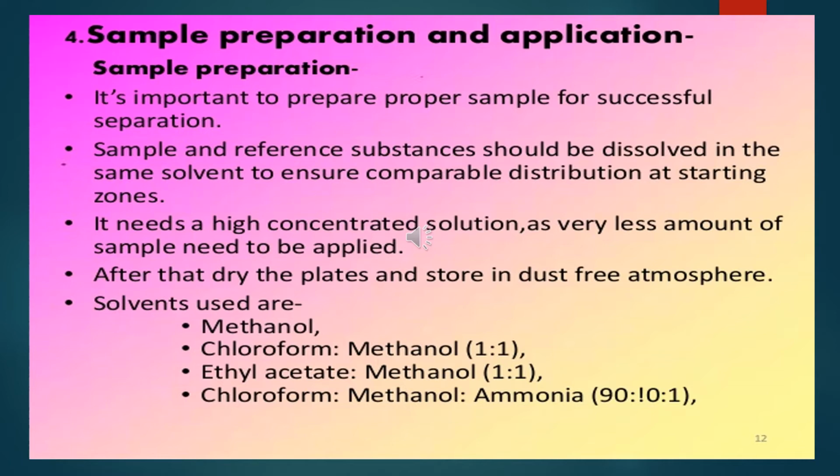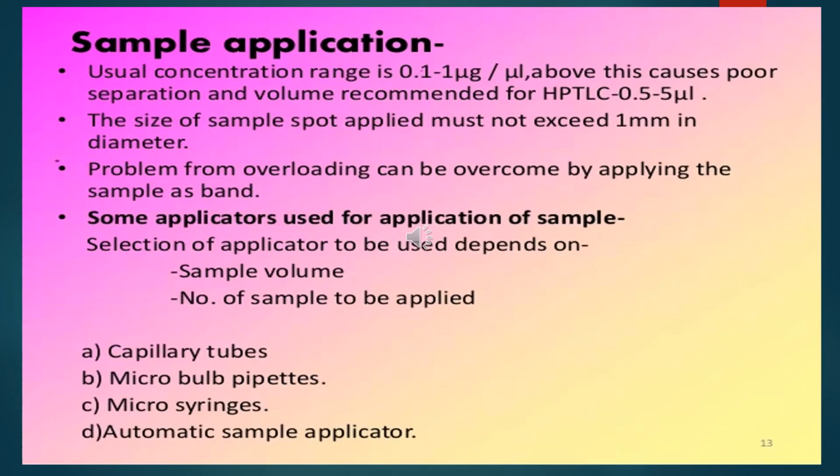Solvents used are methanol, chloroform to methanol, ethyl acetate to methanol, chloroform to methanol to ammonia solution. Sample application. The usual concentration range is 0.1 to 1 microgram per microliter. Above this causes poor separation. The volume recommended for HPTLC is 0.5 to 5 microliters.